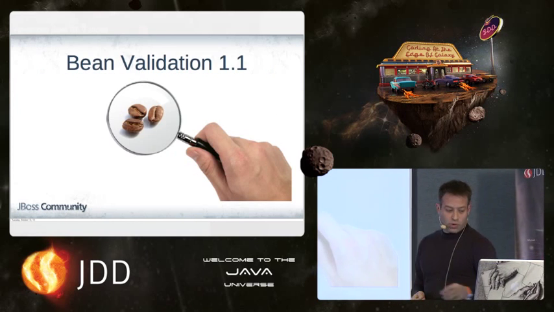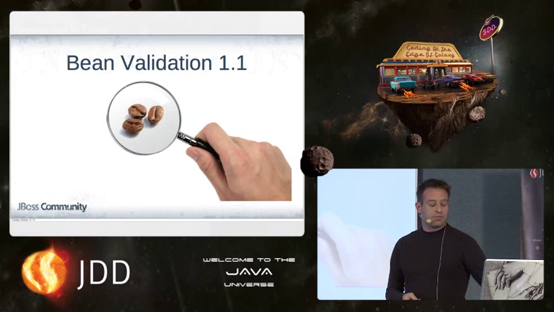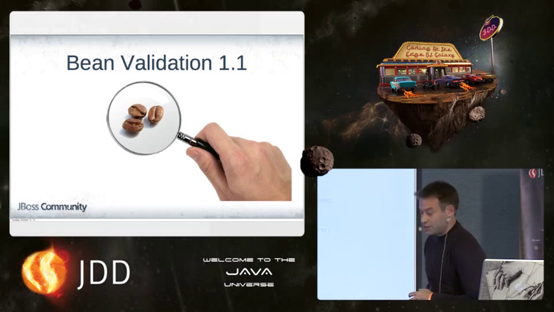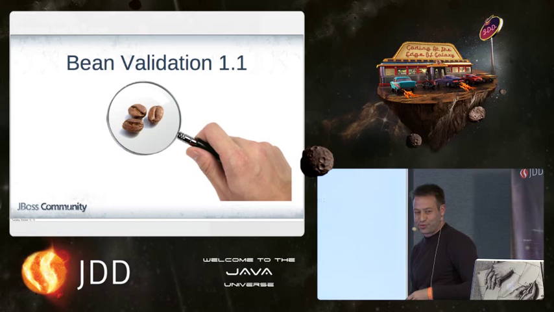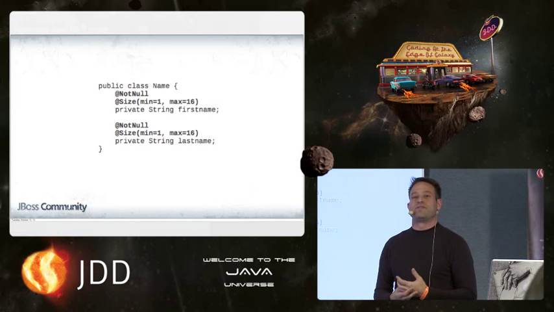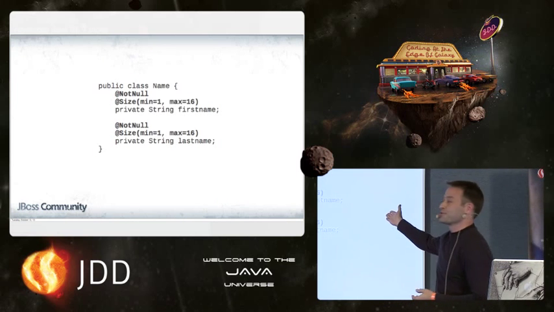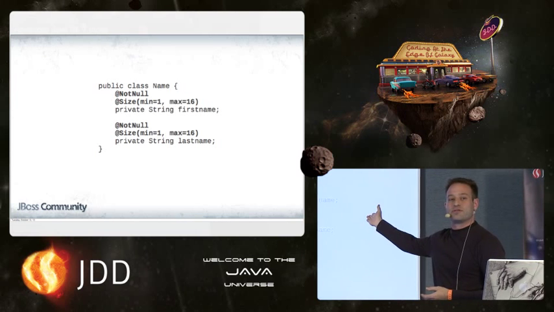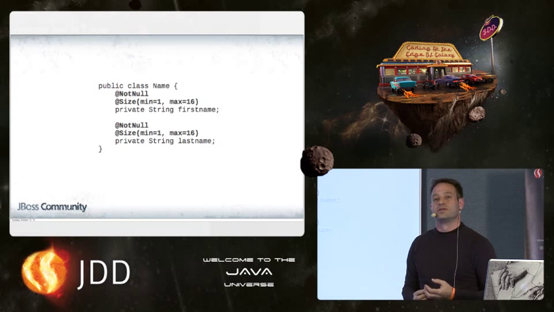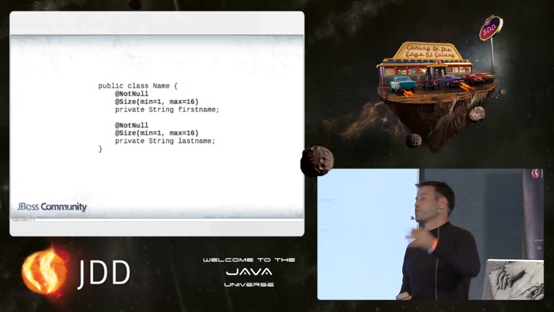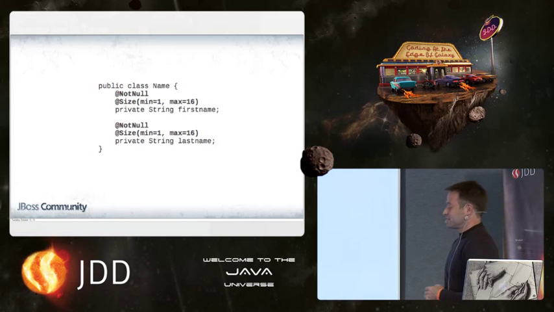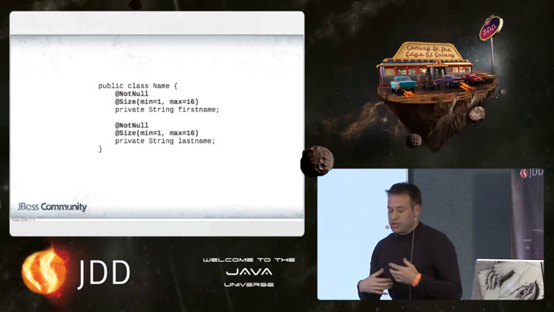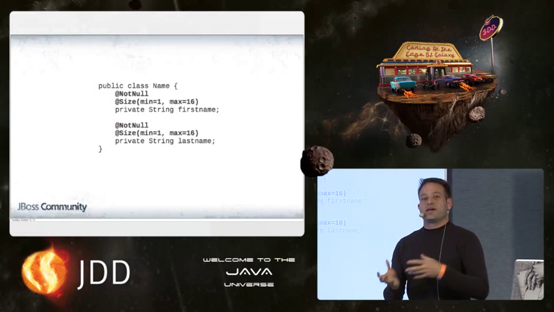Bean validation 1.1. So what's new there? What has changed? I just want to recapitulate what is Bean validation. Who knows what Bean validation is? That's basically, who has not seen this type of constraints yet or this type of annotations? Okay, a few. So the idea basically is that you need to validate your data at different levels.